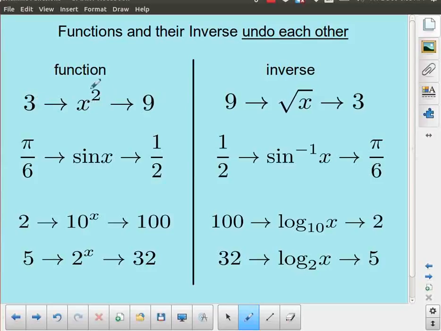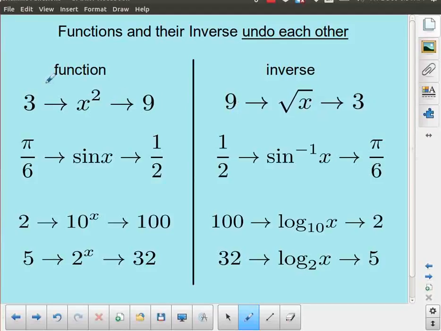But x squared has an inverse concept. How do we reverse or undo a squaring? We take a square root. But notice that if I have an input of 3, which gives an output of 9, and then I take that output and I use it as the input to the inverse, an input of 9 through a square root gives me an output of 3.